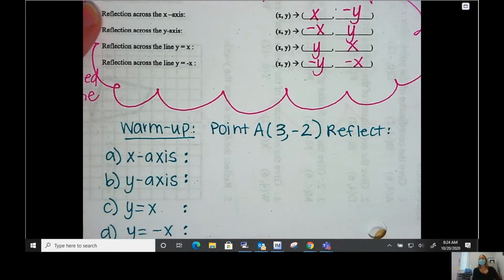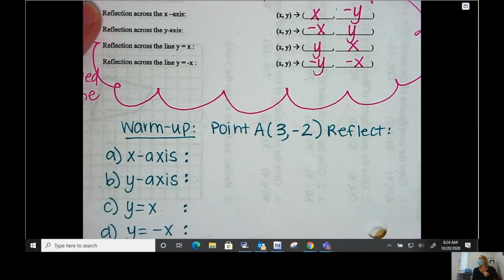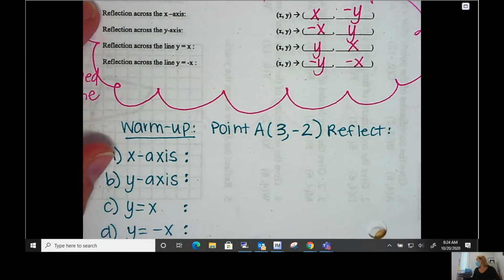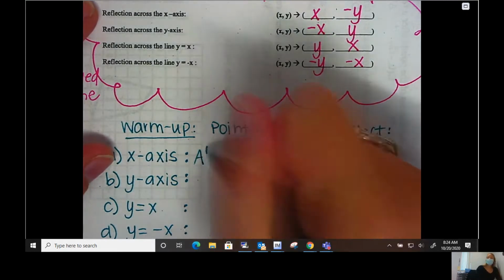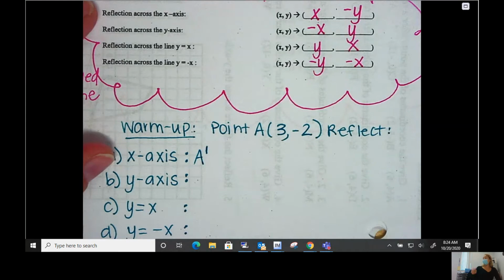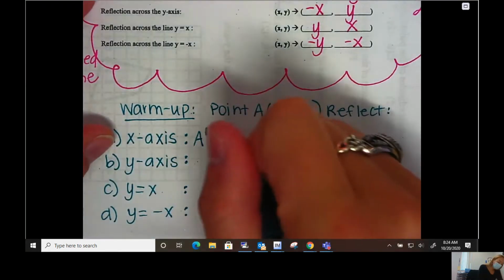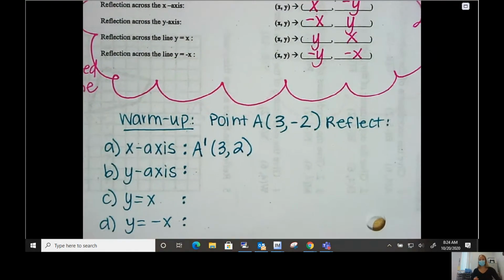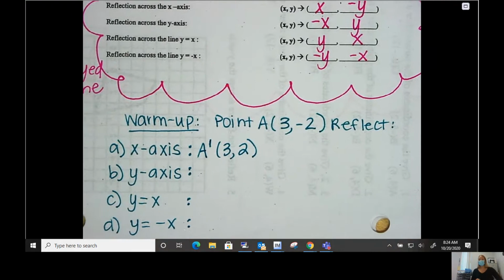So who knows the coordinates of the point once you reflect them across the x-axis? Your x should stay the same and your y should change. What do you think? Mitchell? 3 and 2, very good. Now when you write the point, you're going to put an A with a prime next to it, right? Because it's showing that you've reflected it, so you do have to label your points. So it's 3, 2. Very good. My y changed.